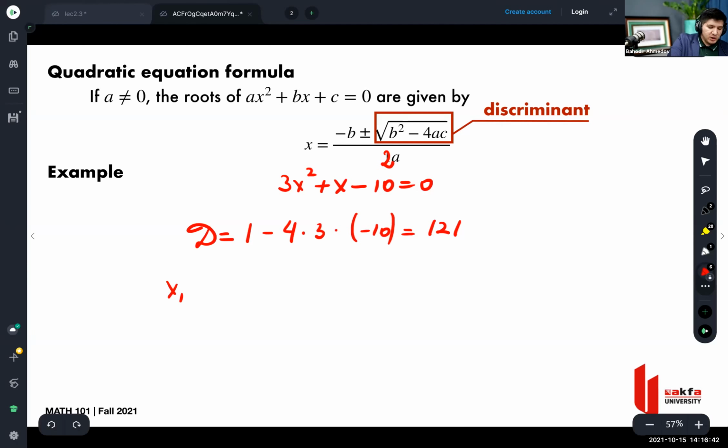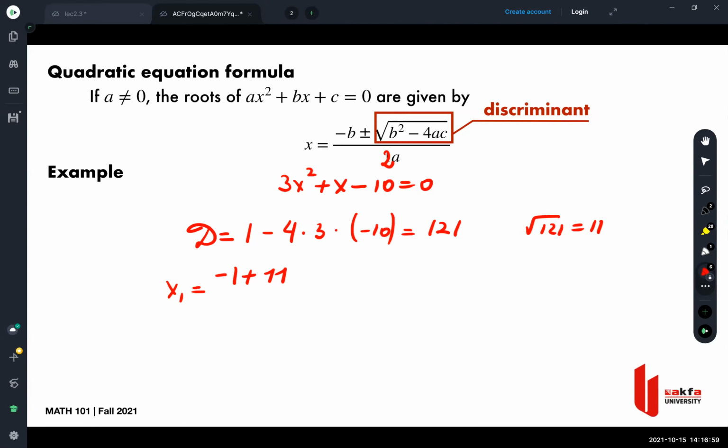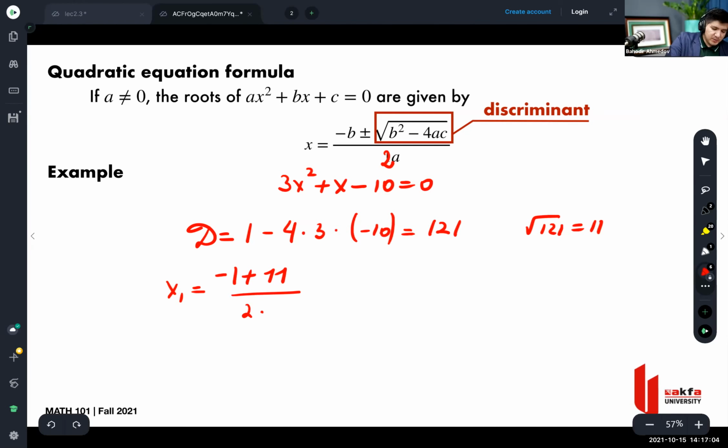And the first root is going to be equal to minus b, which is minus 1, plus the square root of 121, which is 11, right? Do you remember? The square root of 121 is equal to 11. Why? Because 11 times 11 is 121. Divided by 2 times 3, or simply 6, it's going to be 5 over 3, right? And x2 is going to be equal to minus 1 minus 11 divided by 6, which is going to be equal to minus 2.